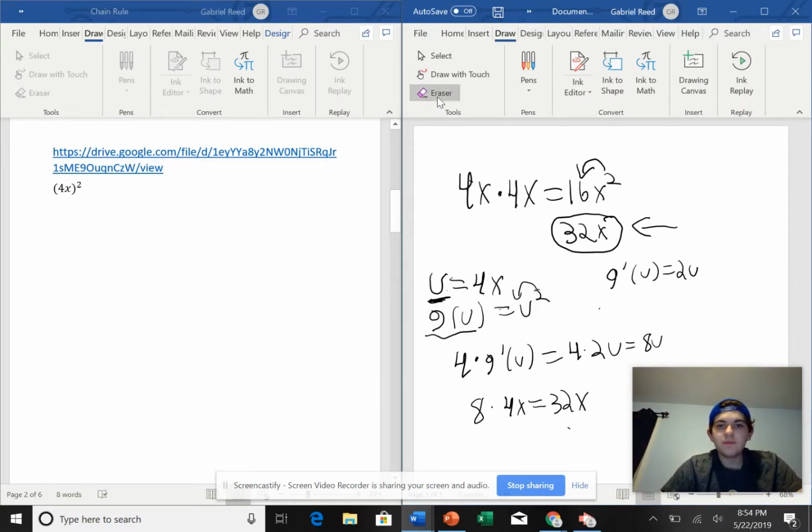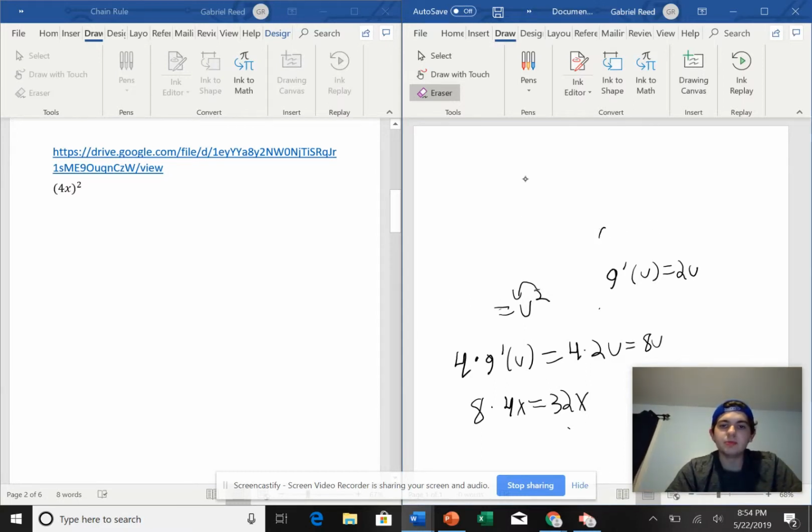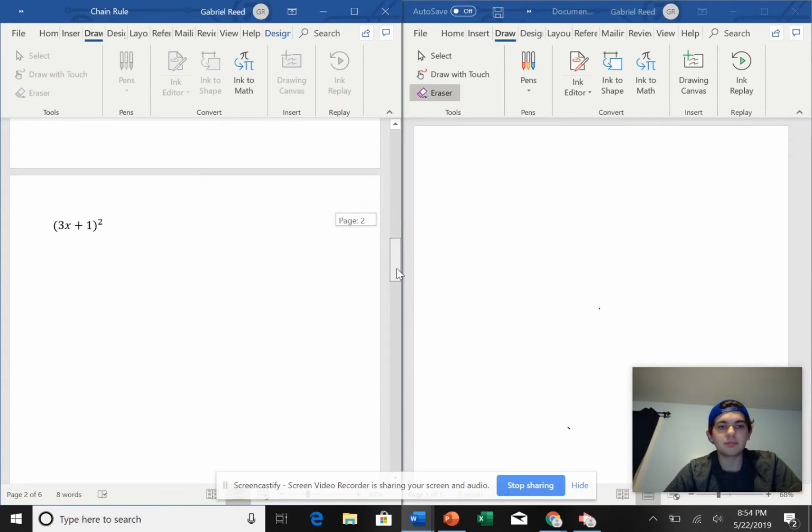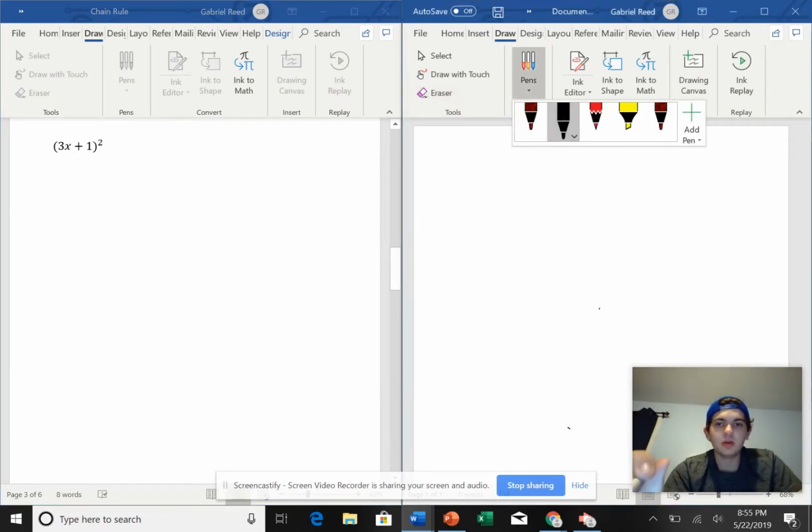So after we erase all this, we're going to try looking at a similar example. If you want to try the problem yourself, just pause the video before I start explaining it, work it out, and then start the video right back up. So let's look at our second problem. This one's extremely similar to the first one. We have 3x plus 1 being squared.